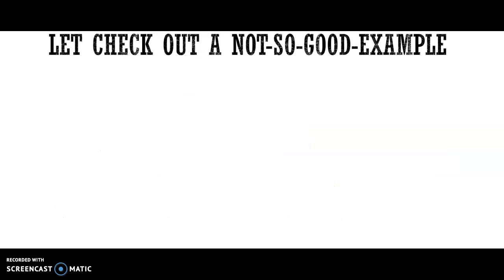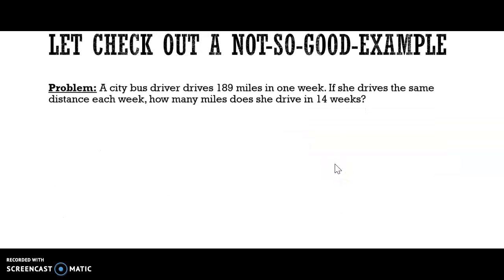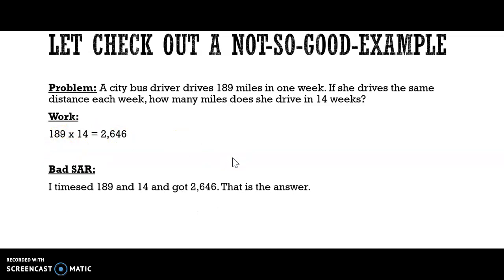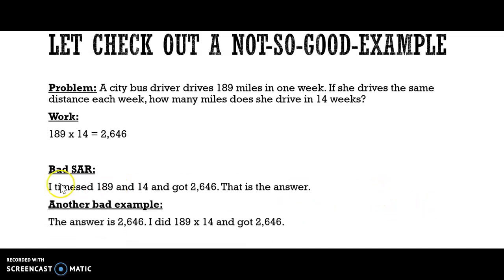So let's check out some not so good examples. This is the same bus driver problem that we worked in the beginning. Again, this child did a good job and had the correct answer. Here's the bad SAR: "I times 189 and 14 and got 2,646. That's the answer." Again, this child did not explain what each one of those numbers represented in the problem. There's no good mathematical language. All we see is "times."